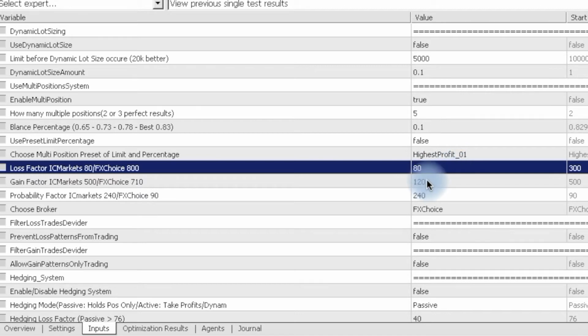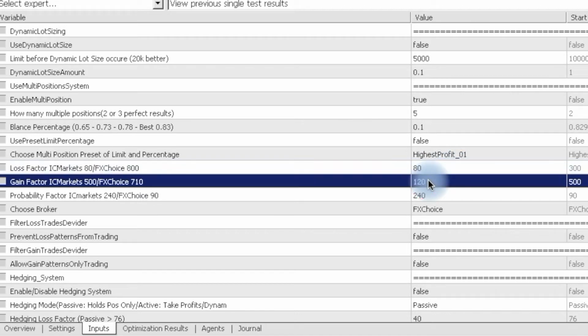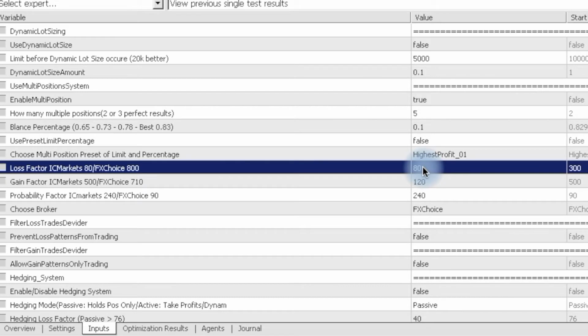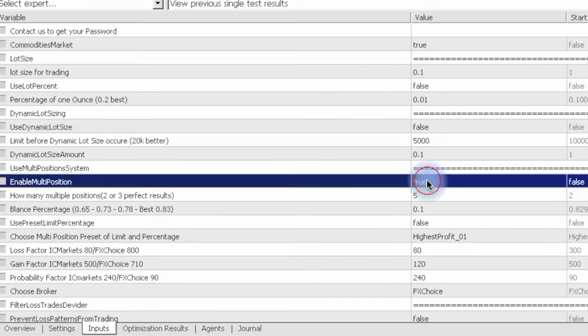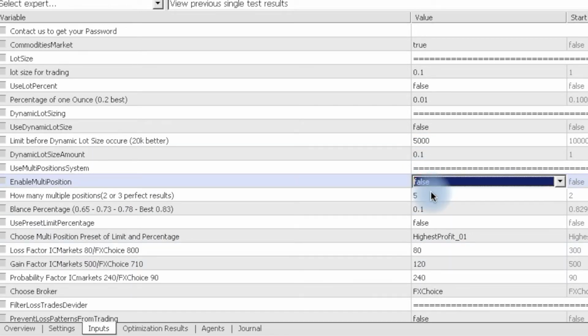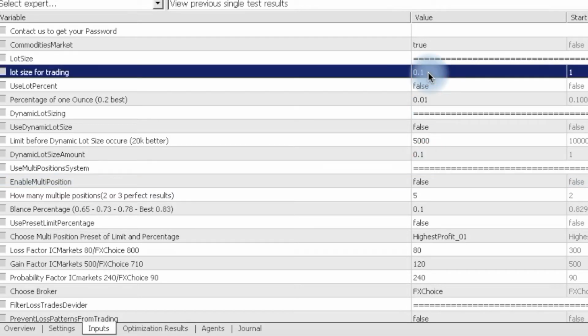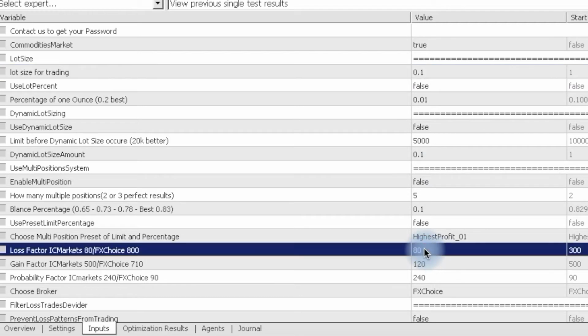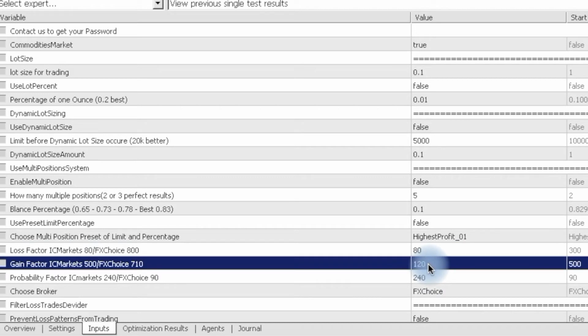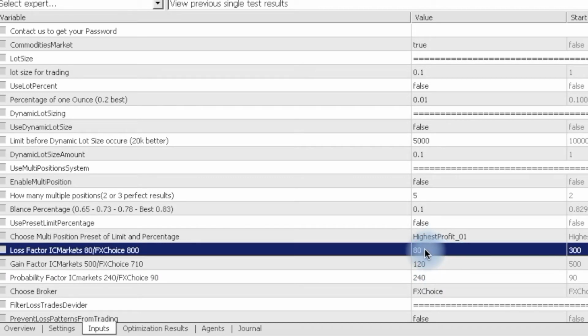If my gain is 120 points, then we'll trigger something else. Now, what is 80 point and 120 point? Basically, this is based on the lot size. So if I turn this multi-position back off, I said my lot size is 0.1 here. Now, if I say my loss factor is 80 and my gain factor is 120, that means I multiply the 80 by the 0.1, and it will give me only 8.